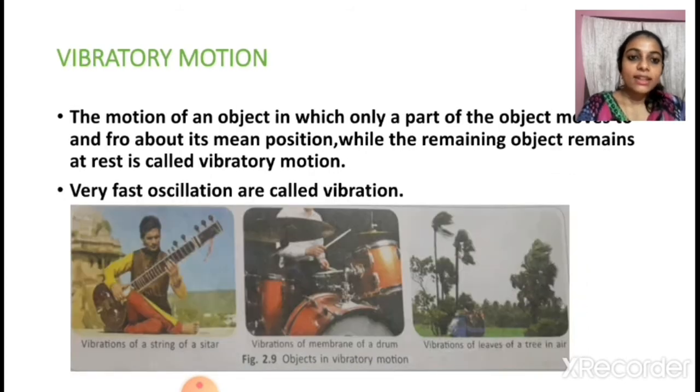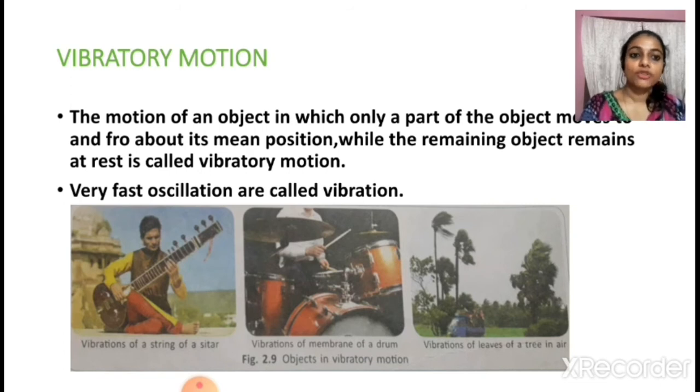Okay. Next one is vibratory motion. See, the major difference between oscillatory motion and vibration is that very fast oscillations are called vibration. And we are familiar with what is vibration. When we are hitting the table with our hand, and when we keep our ear on it, we can hear a sound, isn't it? And if you touch the table, you can feel some vibration, isn't it? So what is this vibration?